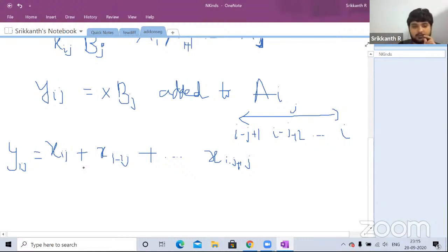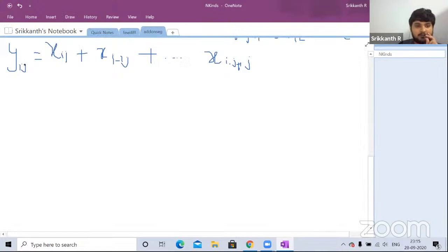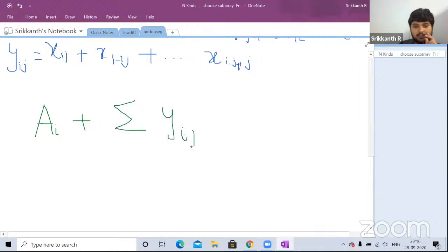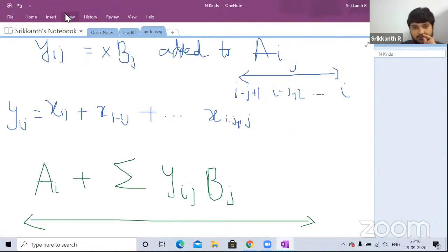Okay, so once you've formulated it like this, essentially I would like to choose Yij instead of Xij. That will become clear in the following slide. With this definition of Yij, the final value of AI can be written as AI plus sigma Yij Bj. So this is a simple formula, right? This is much easier to deal with than the circular summation, and it will help in breaking down the problem.